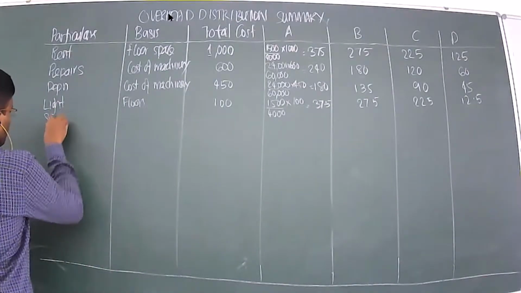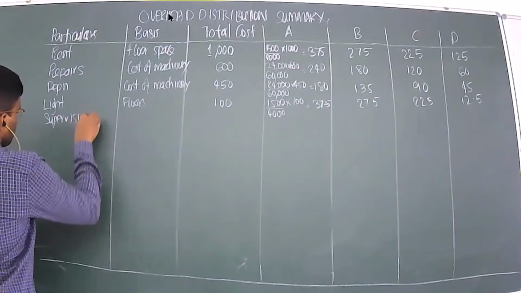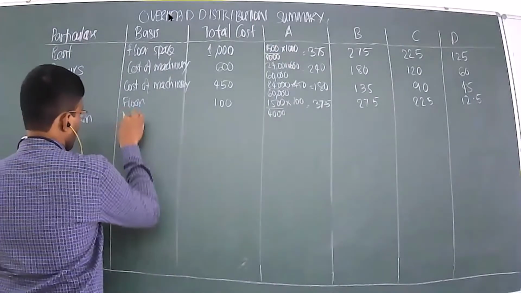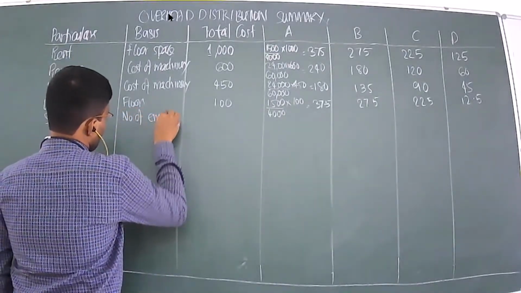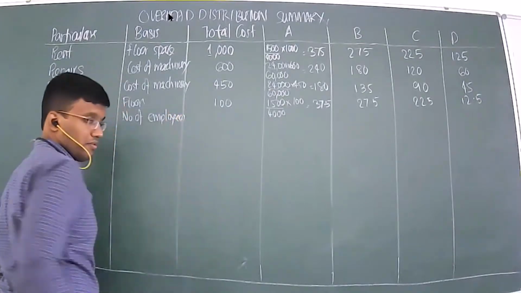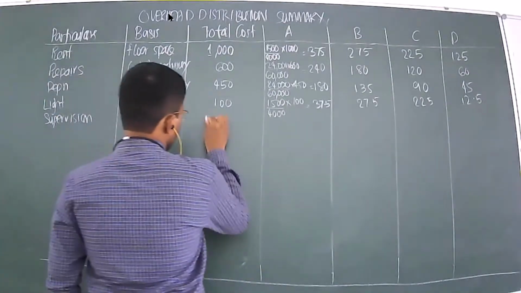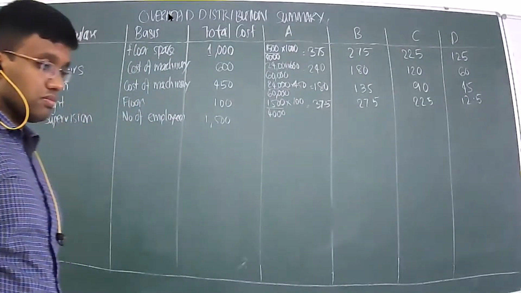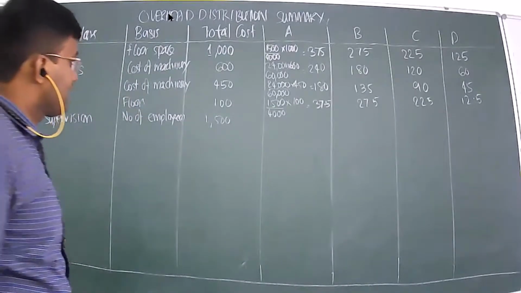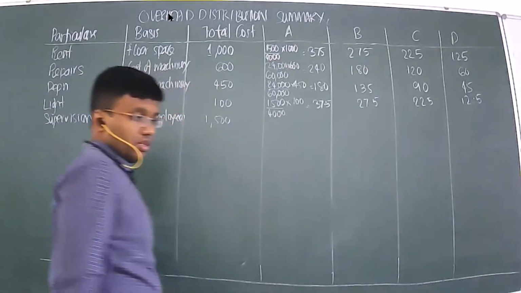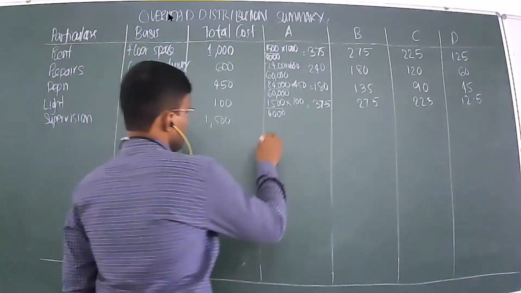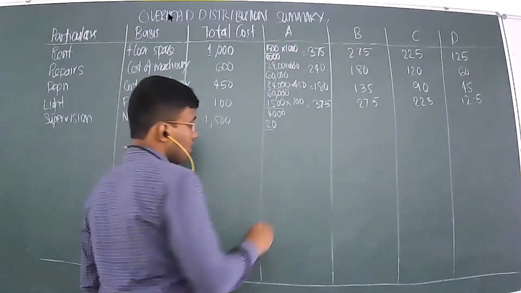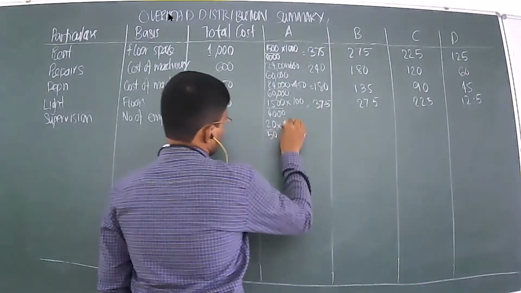Then next we have supervision. Supervision we would be distributing based on number of employees. Your total cost is 1,500, and this will be based on number of employees. So here it will be 20 divided by your total number of employees in the organization, which is 50.